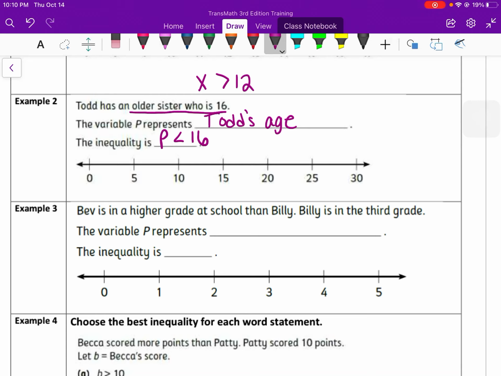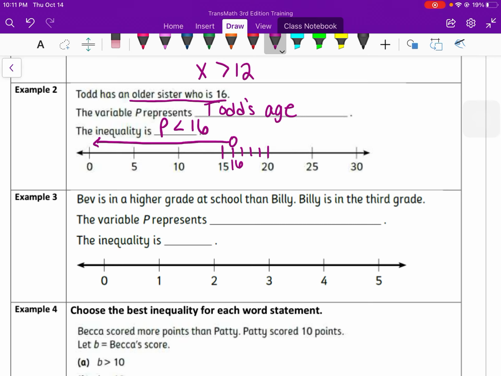So this number line is numbered by fives. So this would be like 15, 16, 17, 18, 19, then 20. So 16 would be right here. And it would be an open circle again because Todd is not equal to 16, but he is 16 or less. So he could be 15, 10, 5, and then it would actually stop at 0 here because Todd could not be negative years old. But he is less than 16.